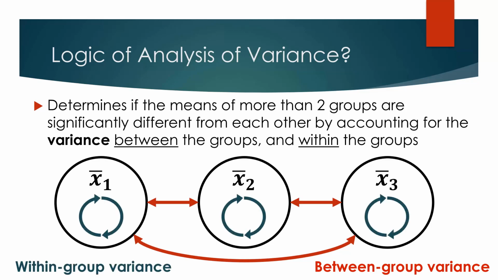Now the second thing that it looks at is within group variance. How different is each group from itself, right? How different are the people in group 1 from each other, and how different are the people in group 2 from each other, and so on and so forth.